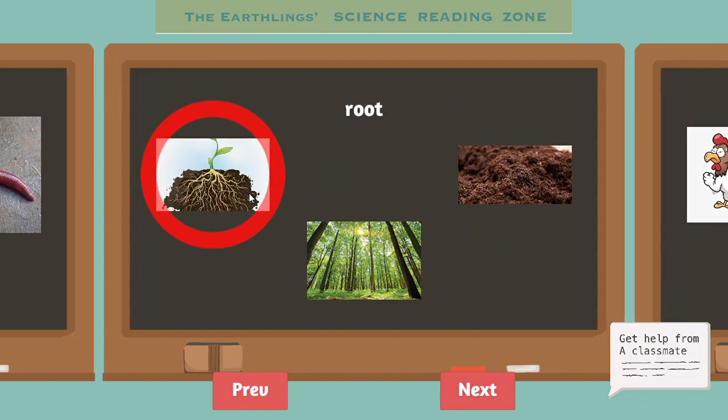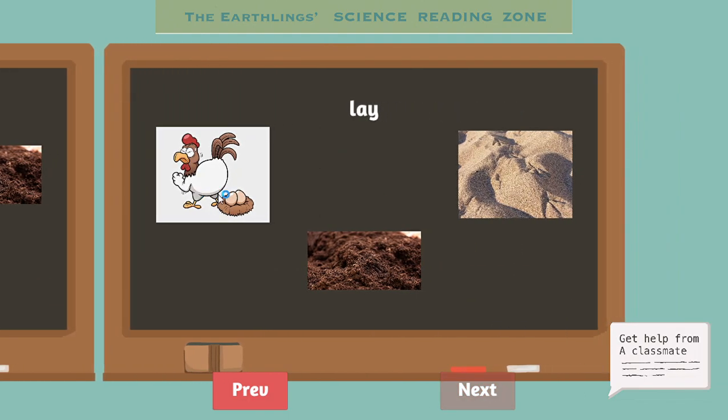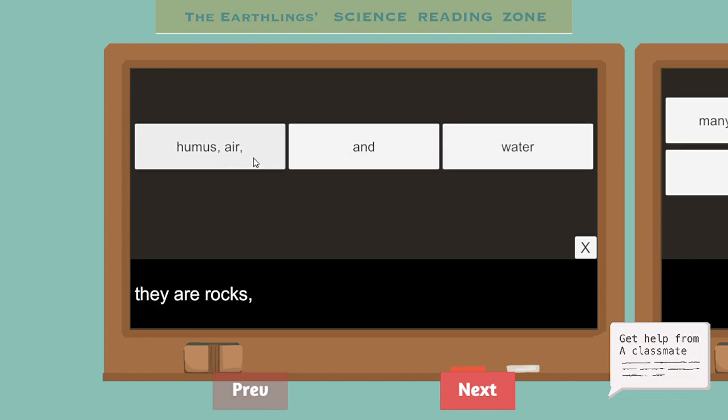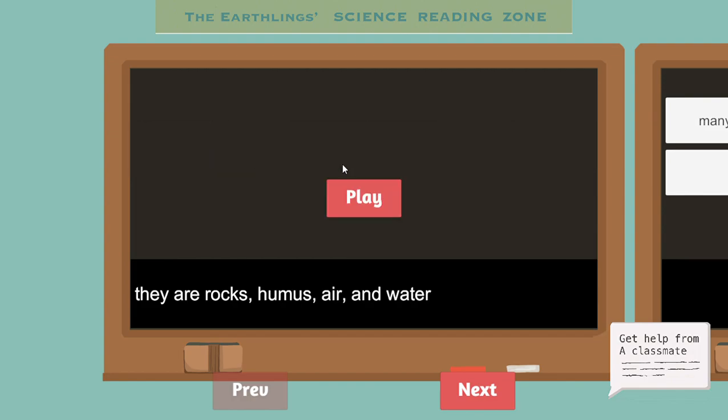So for the design part, I want to make sure that the images would not be vague for students to choose, so that students will focus on the meaning, not on misunderstanding about the images. So here comes the sentence structure. They are rocks, humus, air, and water.